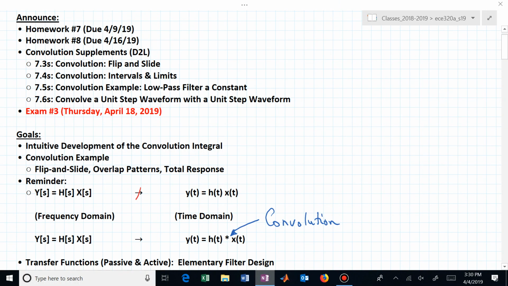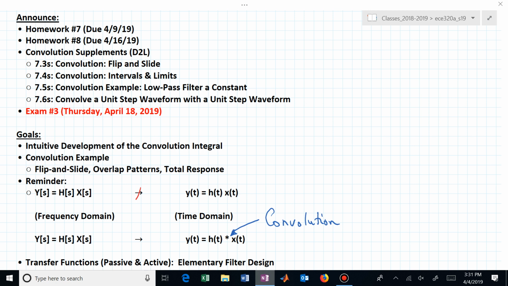Welcome back to ECE 320. You have a couple more assignments before exam number 3, and exam number 3 is in 2 weeks on the 18th of April. And there's also, I've been making fun of this wording, we're on supplements now.